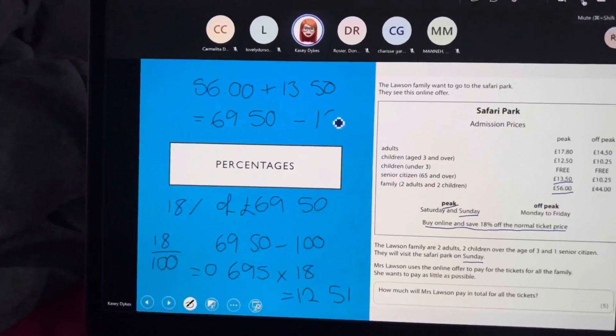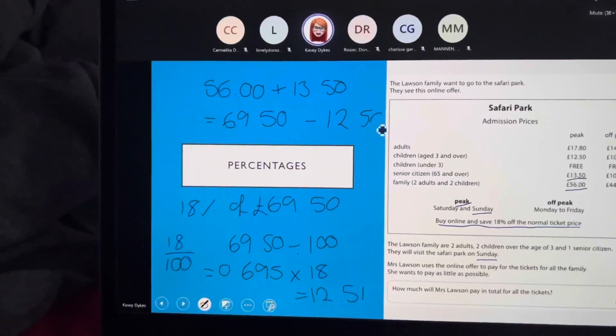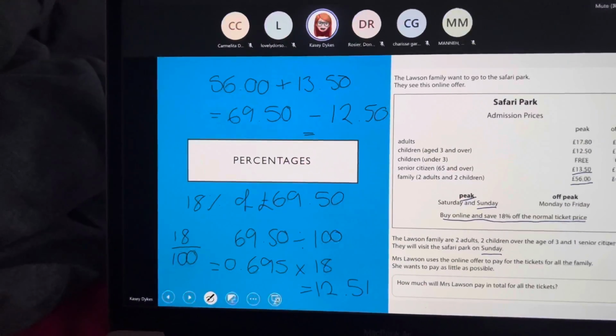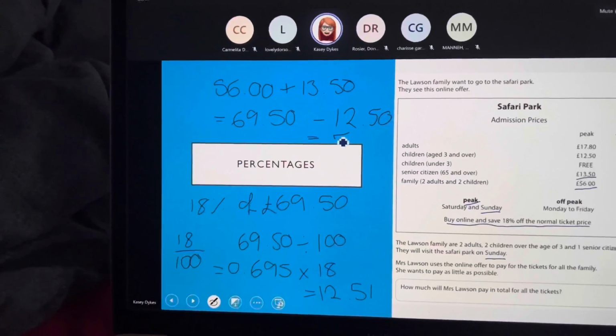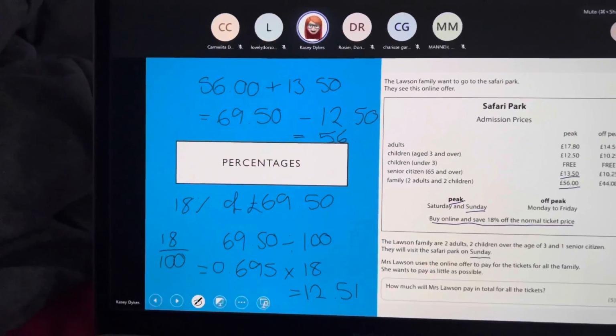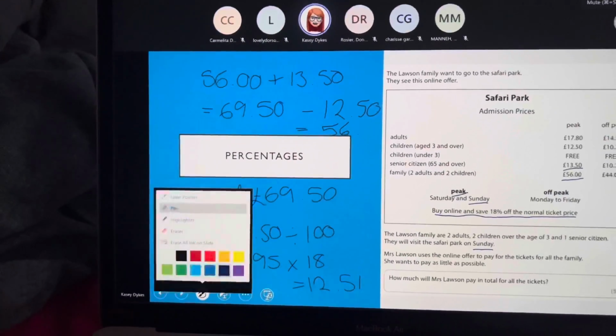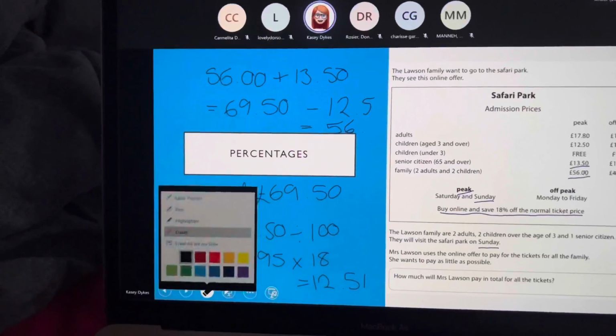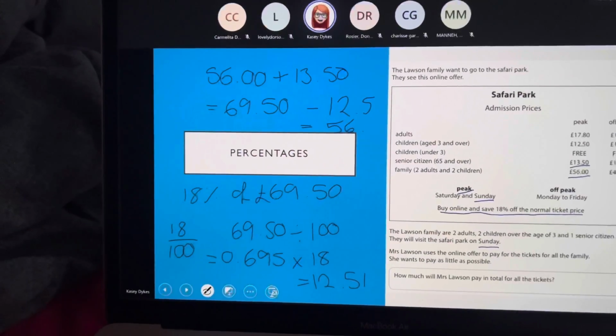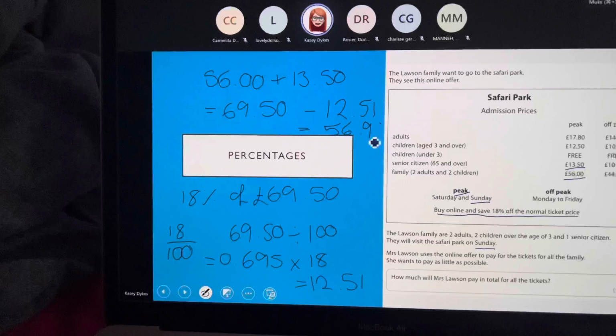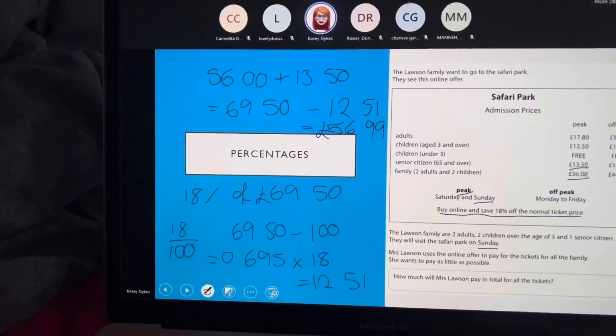I'll take it away up here because I'm running out of space. Which means the cost of the tickets will be 56. Oh no, not. Can't even copy my own numbers down. 51. 56.99 is our final price.